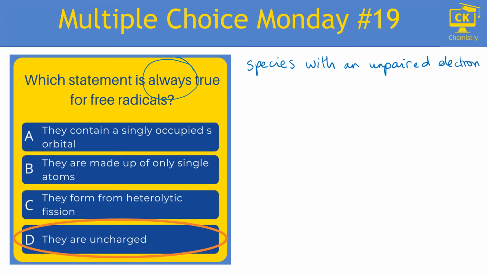And so in theory that could be in the s orbital if the element has s electrons in its outer shell. But it could and is much more likely to actually be in the p subshell. And so actually the reason for that is that s-block metals are very unlikely to form radicals. So it's much more likely that the unpaired electron is in p.